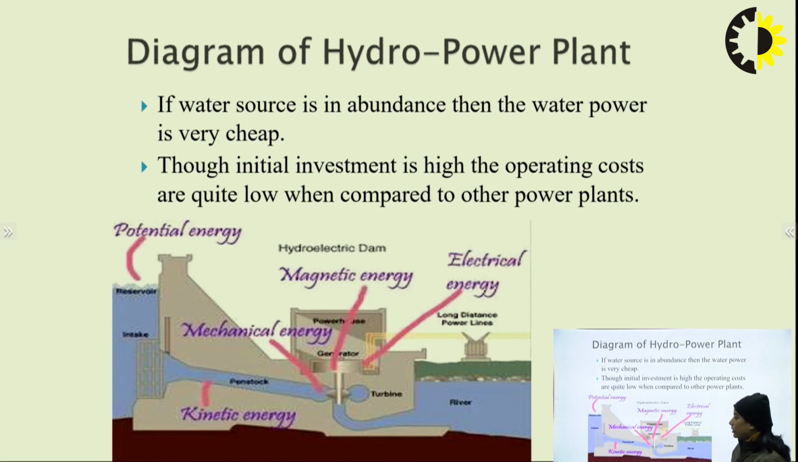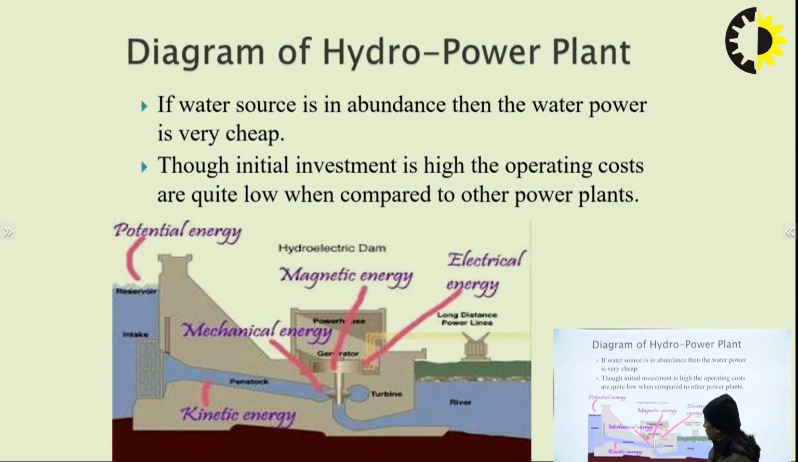Here, see, in the reservoir water is there. This is the intake gate, and this is the penstock area. This blue line pipeline is the penstock area. Here potential energy is there with the water. When this intake valve is open, the water from the reservoir will flow to the turbine through this penstock. That means potential energy of water is being converted into kinetic energy in this penstock.